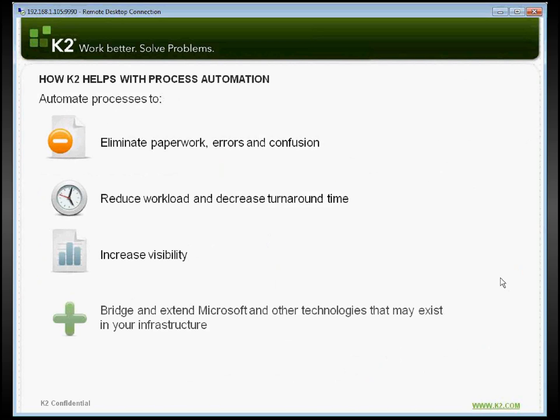So how can K2 help with that? The number one thing is to eliminate paperwork errors and confusion. Imagine, if you will, you have an admissions application being submitted, whether that's by fax, manually, someone hands that in, or even emails that. Being able to pull that into the system automatically, kick off workflows to get that process in place.